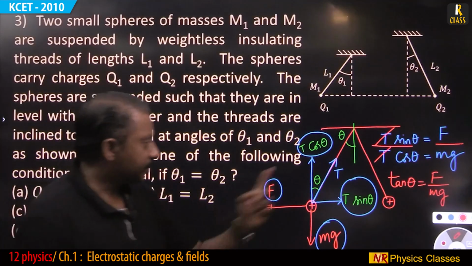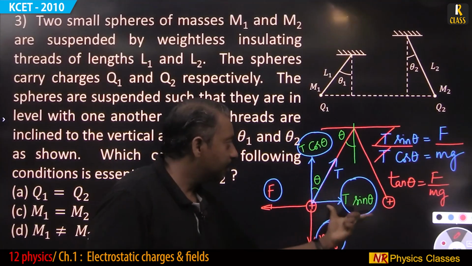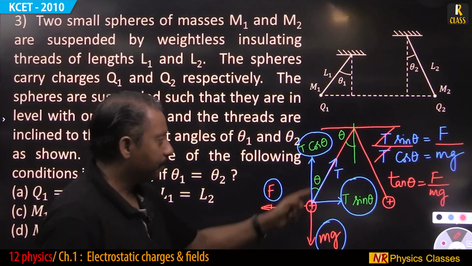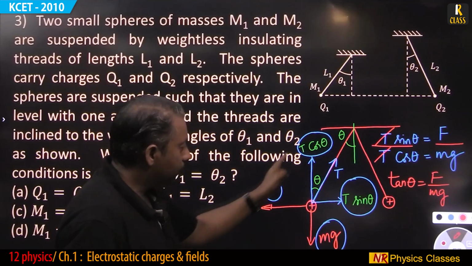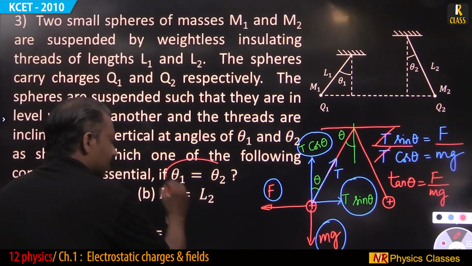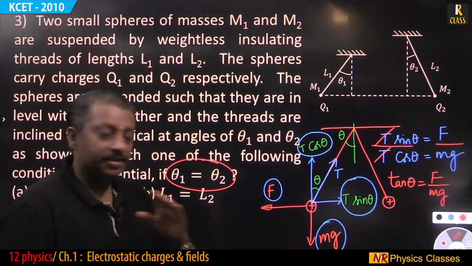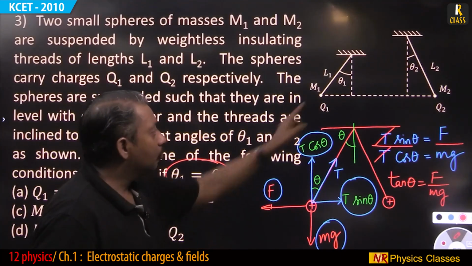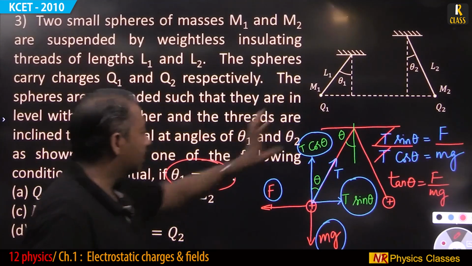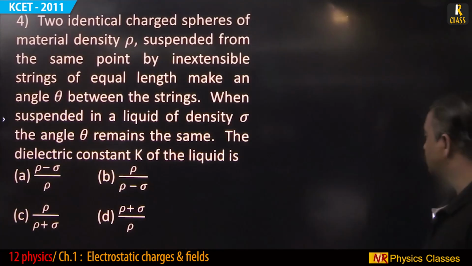Two insulating threads, two conducting spheres, they are suspended from the same point. In such cases, if they are charged, we have to find the forces, and according to the given condition, we have to solve the problem. Now students, you can go back and go through the explanation of this. You will find all these forces, and then you will see how to get this answer, M1 equal to M2.